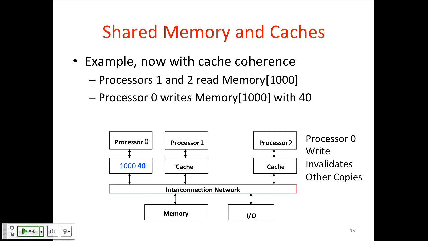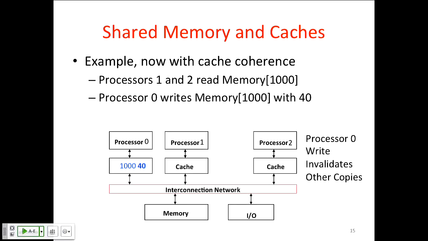So I'll replay that again. This guy has it dirty, nobody else has the line. This guy wants it, issues a read request. This guy snoops it and says, oh, I have that location, I have it dirty. That means I have to write it back. Let's say it writes it back and resets the dirty bit to clean, gives this guy a clean copy. Now they both have a clean copy of that line, right?